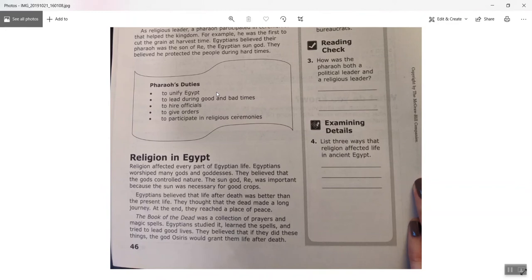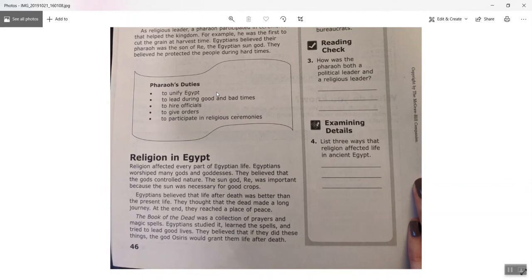Religion in Egypt. Religion affected every part of Egyptian life. Egyptians worshipped many gods and goddesses. They believed that gods controlled nature. The sun god Ra was important because the sun was necessary for good crops. Egyptians believed that life after death was better than the present life. They thought that the dead made a long journey, and at the end they reached a place of peace. The Book of the Dead was a collection of prayers and magic spells. Egyptians studied it. They believed that if they did these things, the god Osiris would grant them life after death.